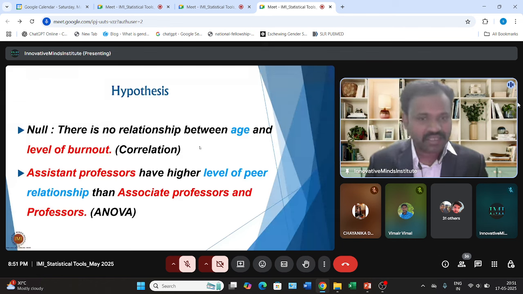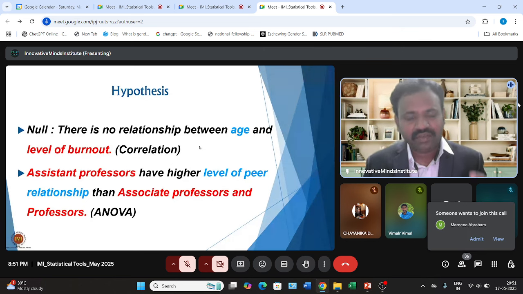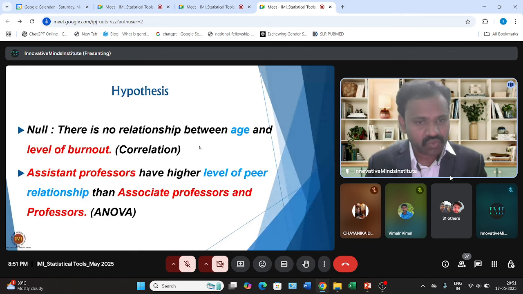So that I mentioned in the color also for your understanding. Assistant professor, associate professor, professor. It all comes under only one category, which is designation. What is your designation? Or what is your job? So for that we have 3 attributes. So it comes under only one variable, and another variable, level of peer relationship. So here we have only 2 variables.